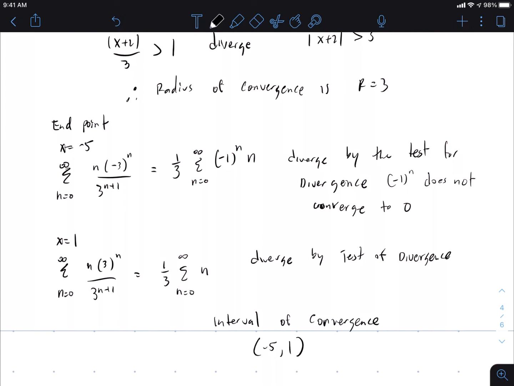So we found the radius is 3, and this is the interval of convergence for this. This is 11.8. It's not too bad. 11.9 and 11.10 will just become more and more practical, which will make life so much more fun for us all. All right, all the best. I'll see you guys soon.